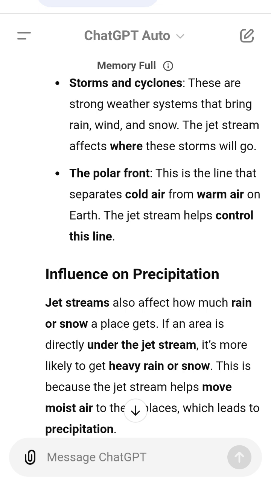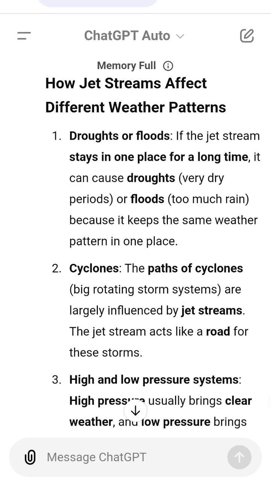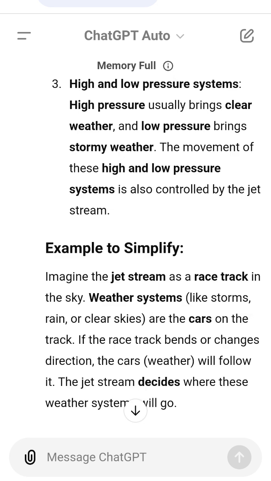Key takeaway. Jet streams are super important in controlling weather all around the world. They help decide where storms go, how much rain or snow a place will get, and even if a place will have droughts or floods.